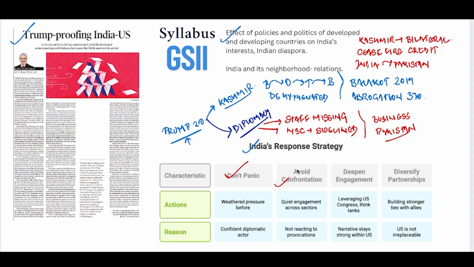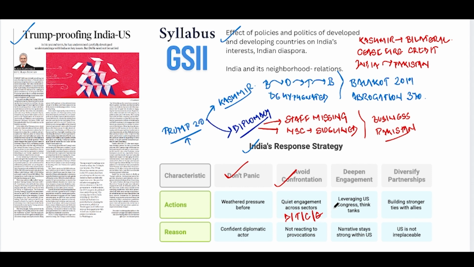At the same time, the author insists on avoiding confrontation. India is not reacting to Trump's daily provocations and instead continues quiet engagement across sectors. For instance, defense, trade, climate change, and energy, keeping the dialogue alive.